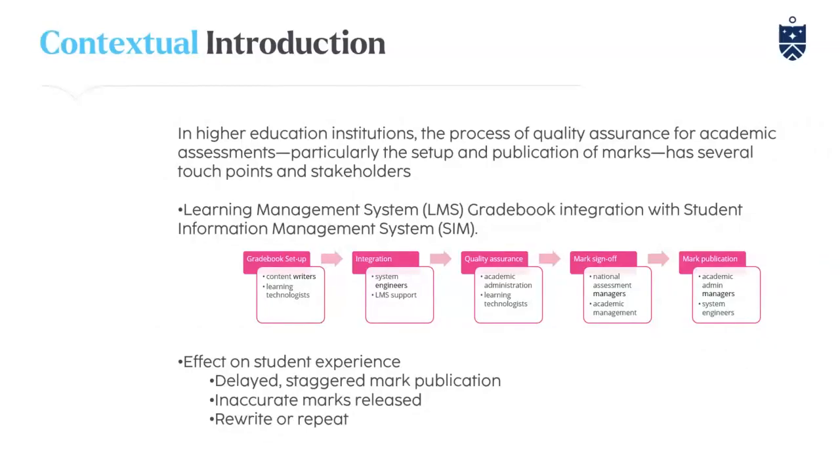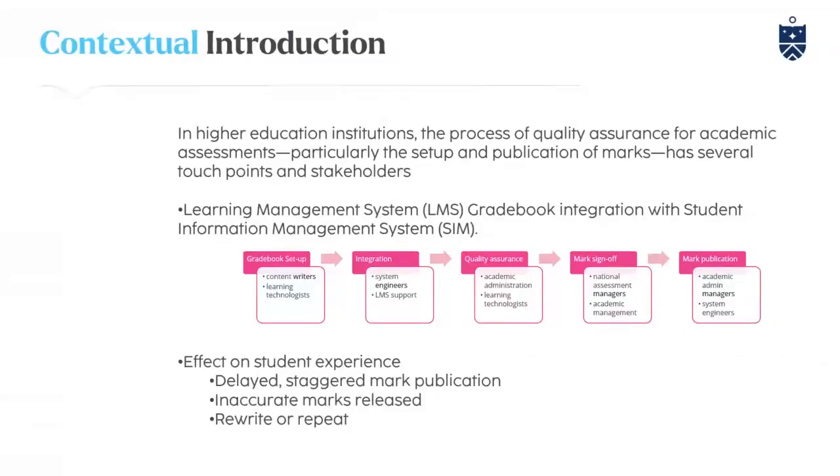And if at any point throughout this process something fails, it can negatively impact student experience. Examples could be delayed or staggered mark publication, or inaccurate marks being released to students, which then has the risk of a student unrighteously being expected to rewrite or repeat a module. So we can also see the risk from an institutional point of view if this process does fail.